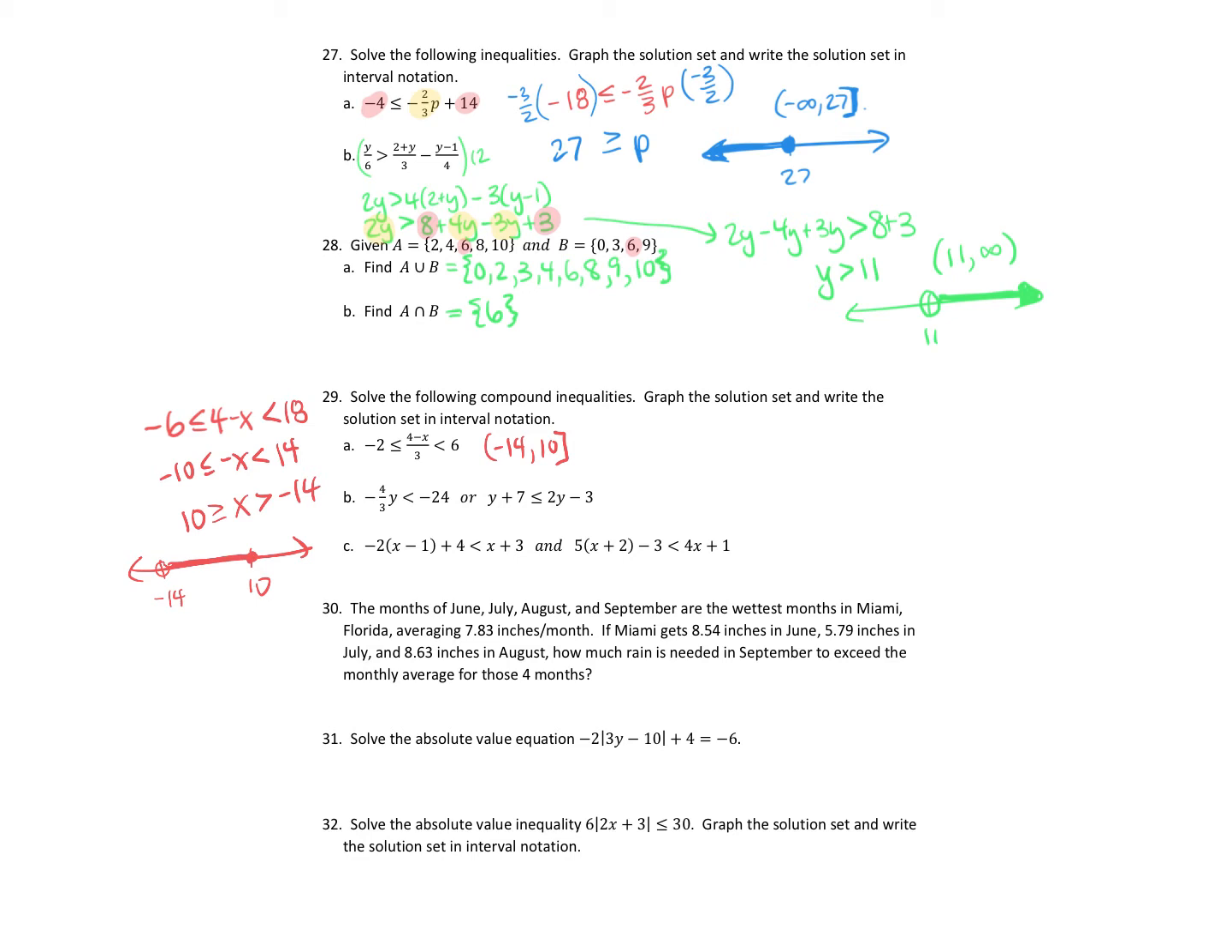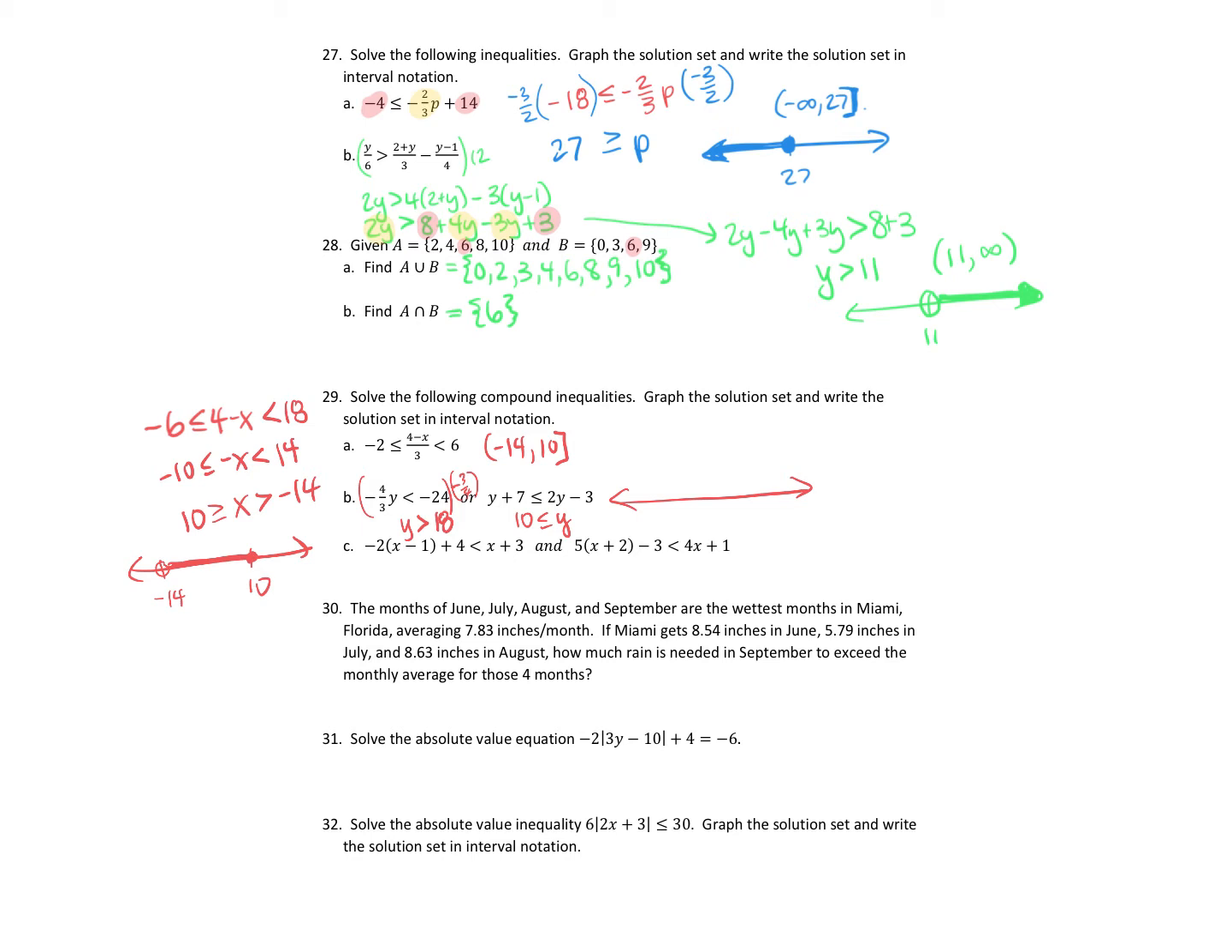Okay, so for the next one, we have these two. We can start here by multiplying both sides by negative 3/4. So I'm going to get y is strictly greater than negative 24 times negative 3/4, which is positive 18. And then for this one, I'm going to get the y's on the same side. So if I subtract the y over and add the 3 over, 7 plus 3 is 10, less than or equal to y. So y is greater than or equal to 10.